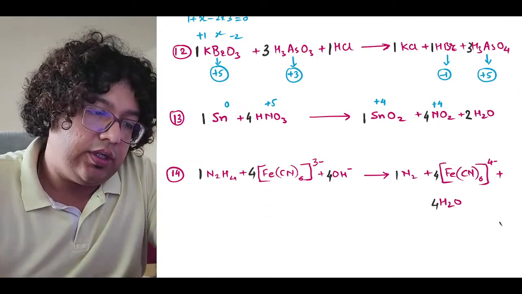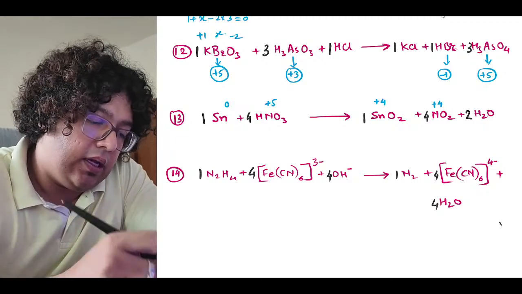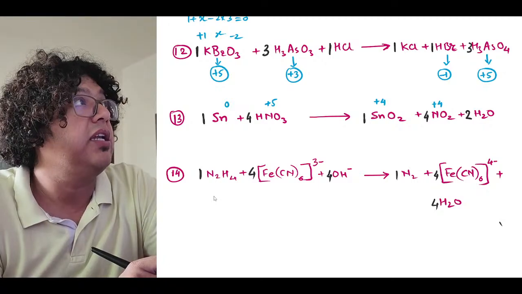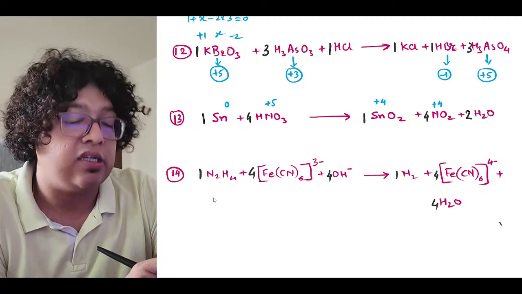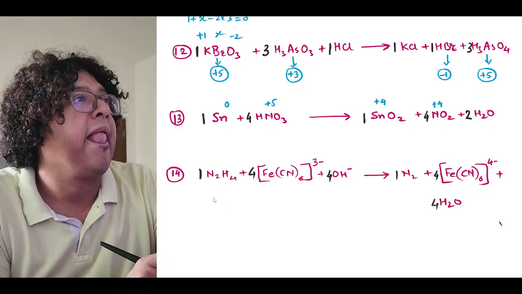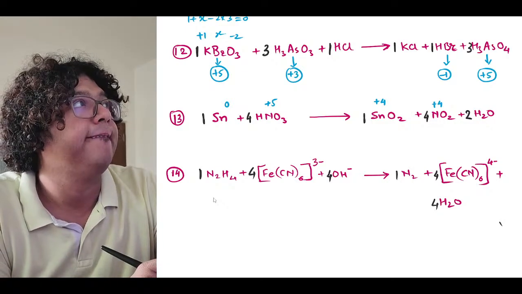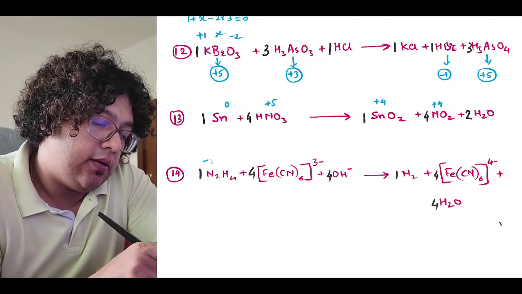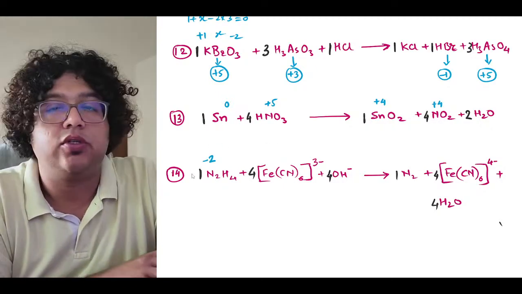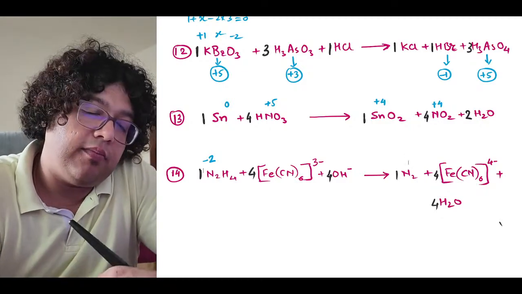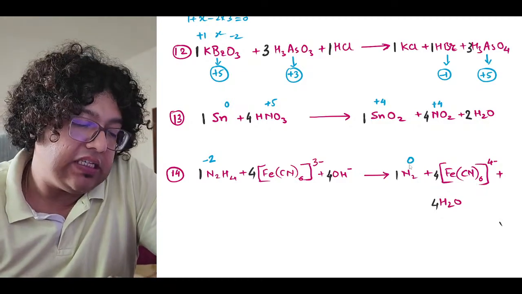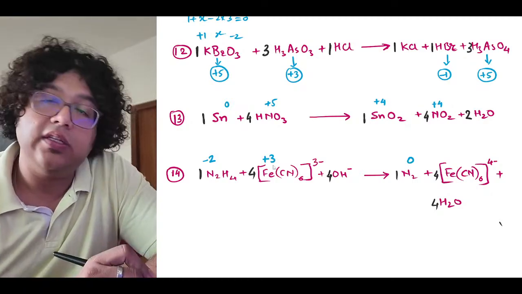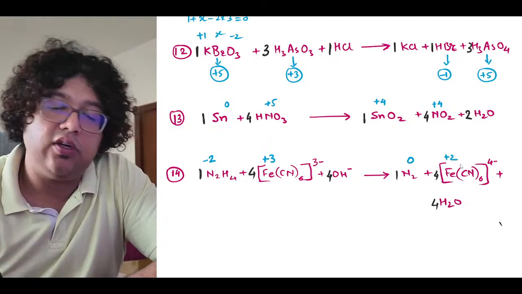So let us look at the question. In the reactant part, I can see the N2H4. It is hydrazine. Can you tell me the oxidation state of nitrogen in N2H4? -2. Perfect. Now nitrogen is going from -2 to 0, whereas iron in this case is in +3 oxidation state on the left hand side, going to +2 oxidation state on the right hand side.